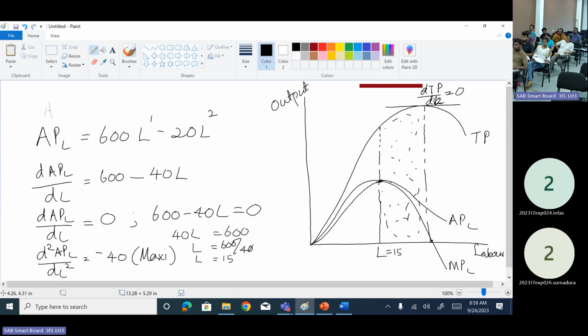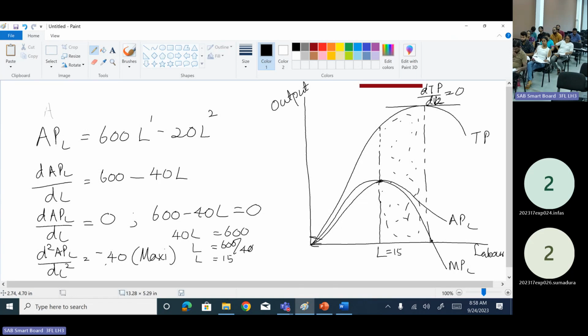Because after the maximum point, the average productivity tends to decrease. So the second derivative is negative, right? The negative sign indicates that this is the maximum point. If it is positive, it means a minimum point, right? When we take the second derivative, if it is positive, that implies that point is a minimum point, right?